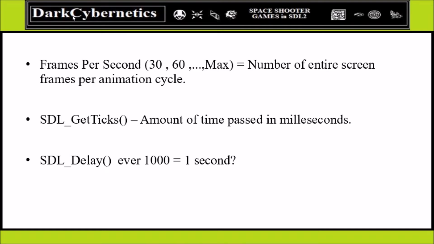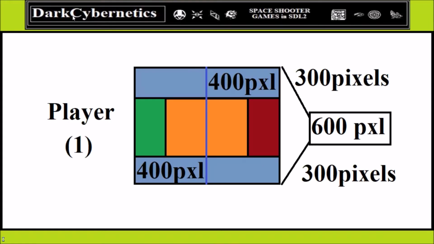Our target frames per second for a two-dimensional game for a screen that is 800 by 600 would be somewhere around 60 frames per second. And we're talking about the number of entire frames of animation which take place inside of a second. So using SDL_Delay and SDL_GetTicks together in one type of operation.